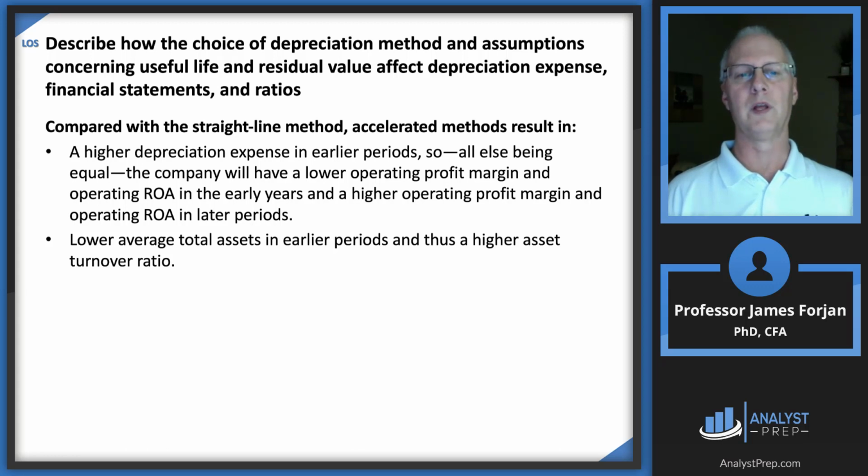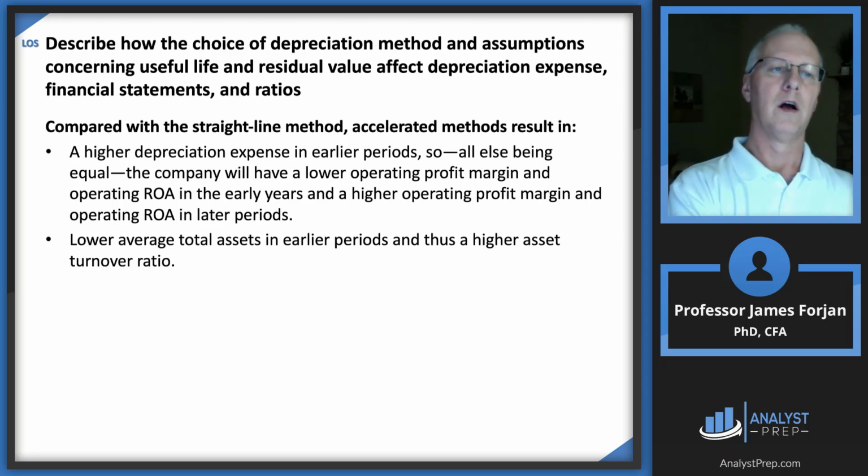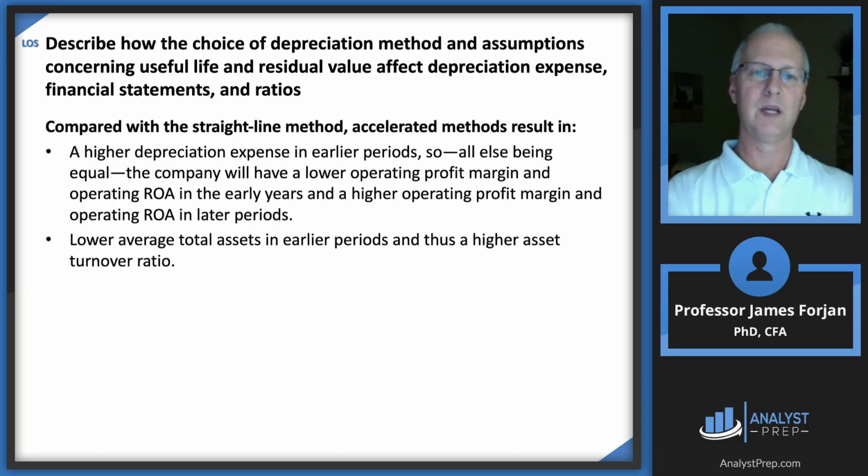What this also results in is lower average total assets in the earlier periods and then a higher asset turnover ratio. So this is important as a financial analyst to know what kind of depreciation methods, what kind of useful life estimates, what kind of residual or salvage value estimates that the business is making so that we can make a comparison of different companies who do things differently. Remember, the accounting bodies allow a wide range of choices. And so it's not fair to compare a firm that's reporting straight line depreciation with a firm that's reporting double declining balance depreciation unless we know the differences and then we can make adjustments.